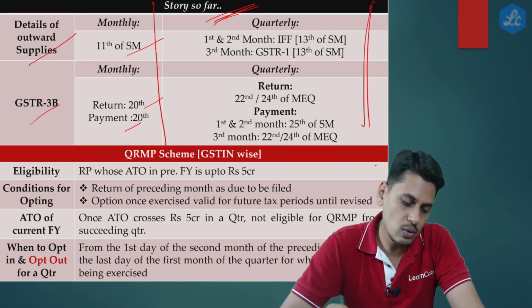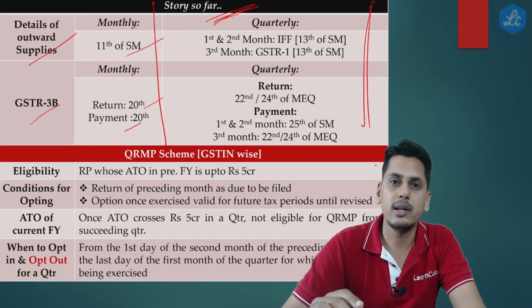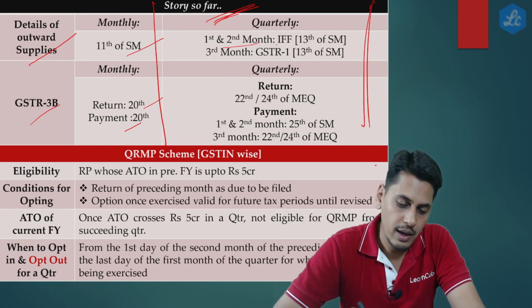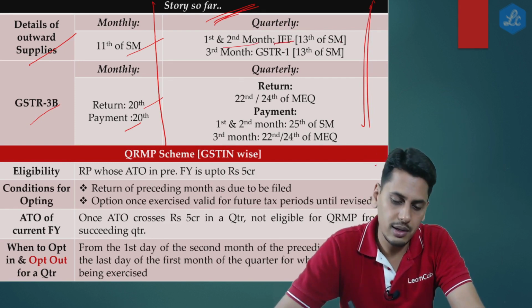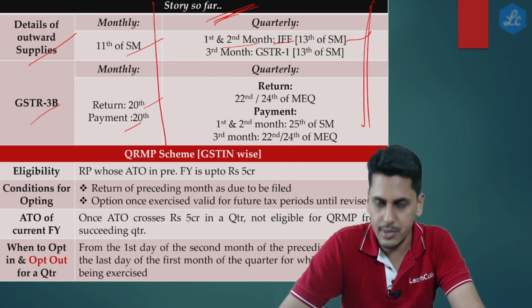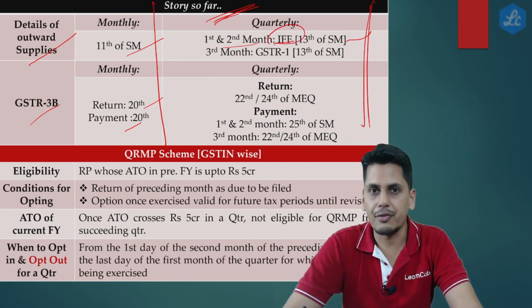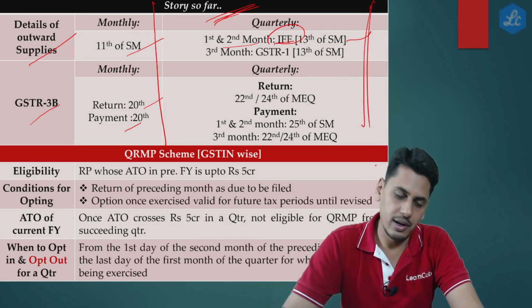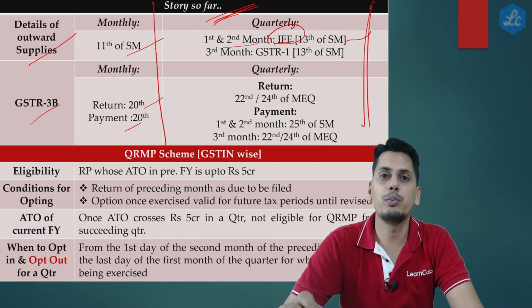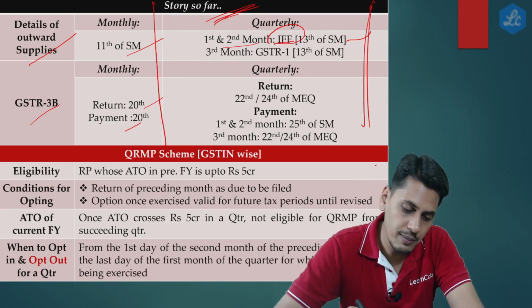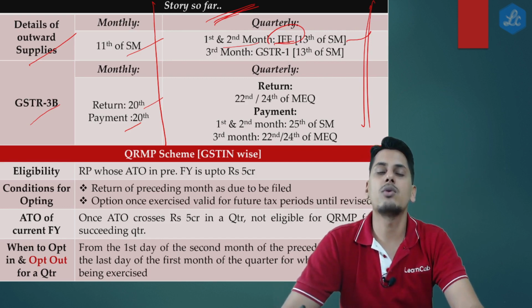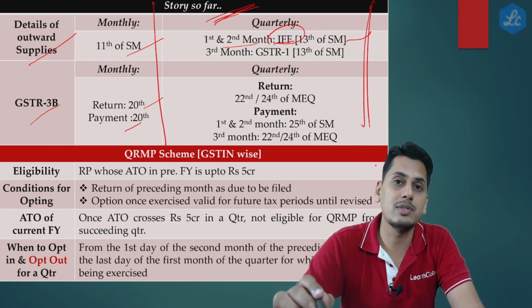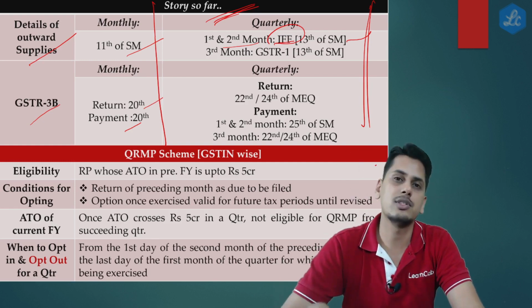Friends, if the returns are quarterly, for the details of outward supplies, for the first and second month of the quarter, the invoice furnishing facility is available. Due date is 13th of the subsequent month. In IFF, only B2B invoices could be furnished, that too only up to a value of rupees 50 lakhs. It is optional. It is your choice which invoices you want to disclose and which you do not. All those which are disclosed in IFF need not again be disclosed in GSTR 1.